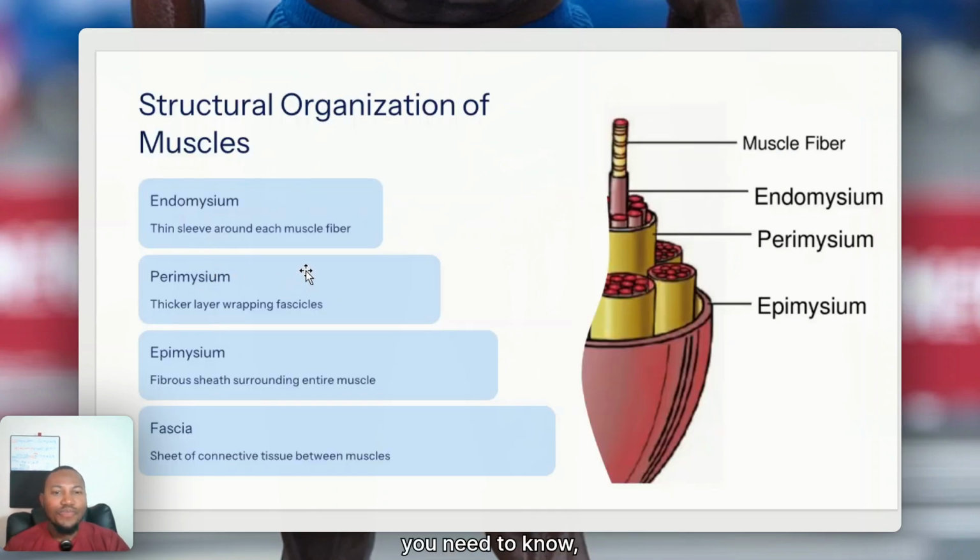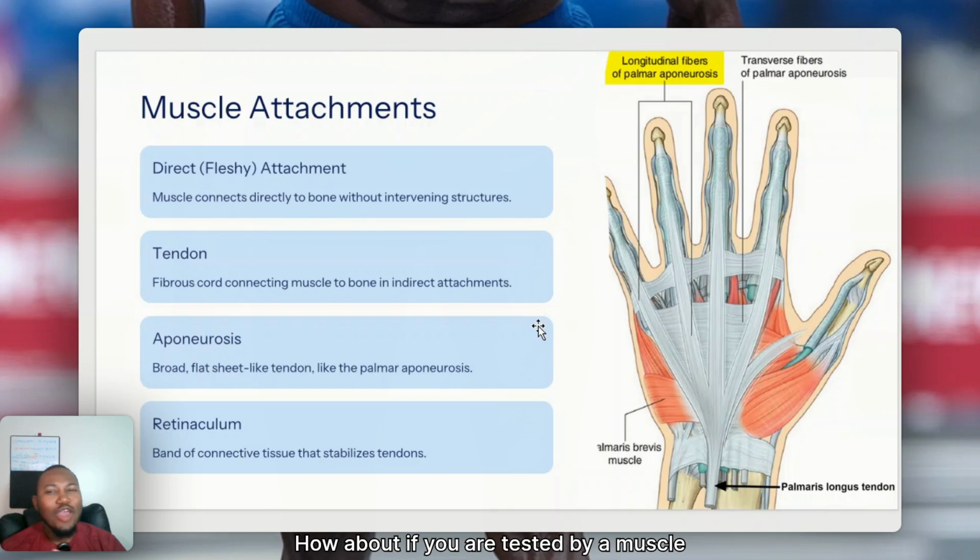Also, you need to know what a fascicle is, because if they are trying to test you, they can tell you muscle fibers are arranged in bundles called what? So this is a muscle fiber. You see, this is 1, 2, 3, 4. This is a bundle of muscle fibers. What is this thing called? This is called a fascicle. What is covering this fascicle? Perimysium. What is covering one muscle fiber? Endomysium.